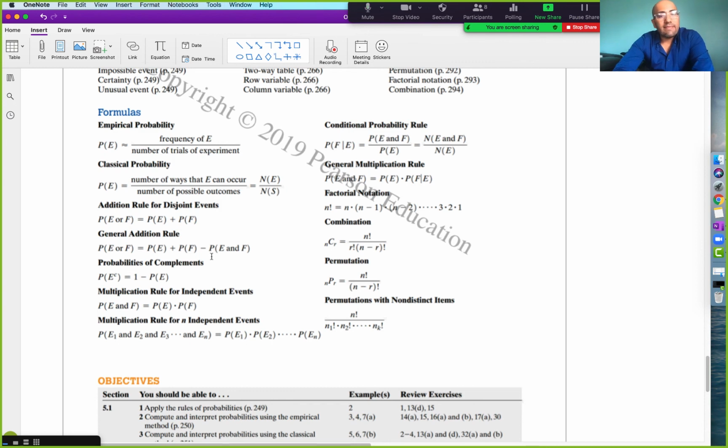Okay, and then in the case where event E and event F are disjoint, we know that this probability is 0. So if this probability is 0, then it just reverts back to this one, right? Which is why I just prefer the general one.